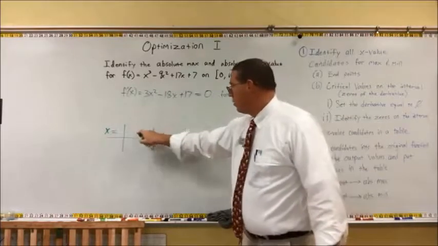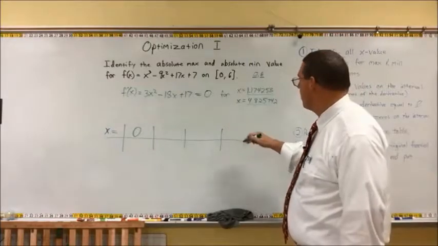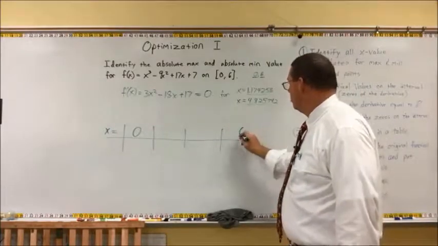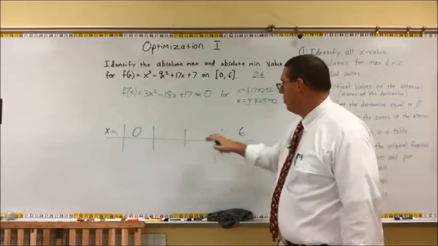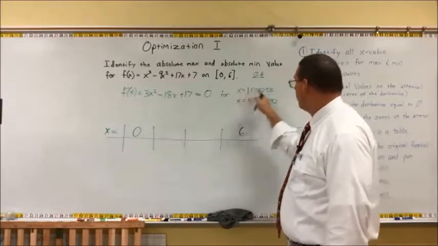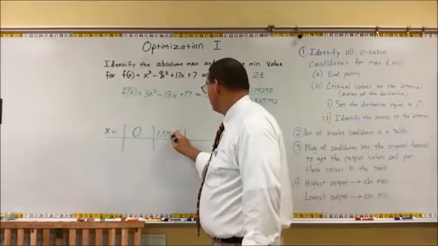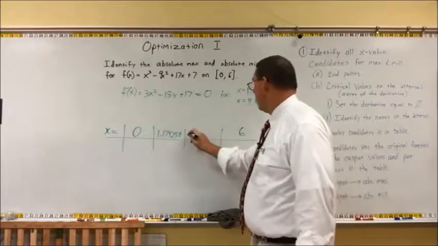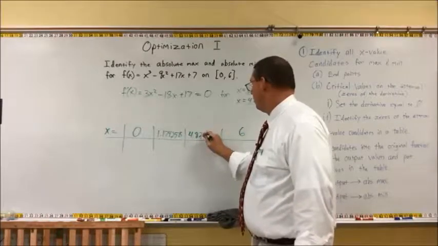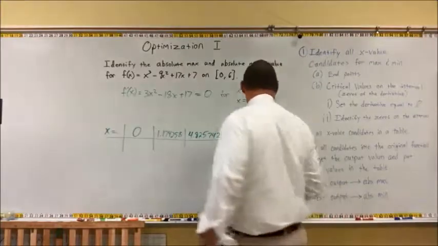So I'm going to put 0 here. I like to put them in order from smallest to largest. So usually the endpoints are here, 0 and 6, and then my other zeros go in the middle. So here I'm going to put 1.174258, and then this one, 4.825742, I'll put here. So that's step 2.